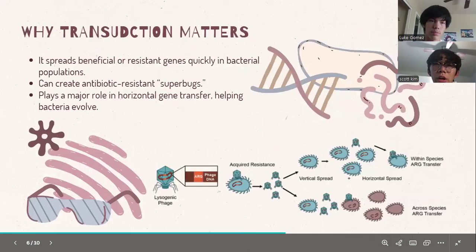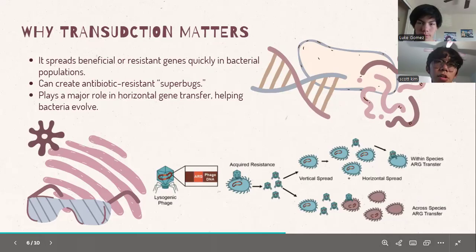So why does transduction matter? It matters because it spreads beneficial or resistant genes quickly into bacterial populations. Because of this, it could create antibiotic-resistant bacteria, making them more of a superbug. This plays a major role in horizontal gene transfer, helping bacteria evolve much more quickly.